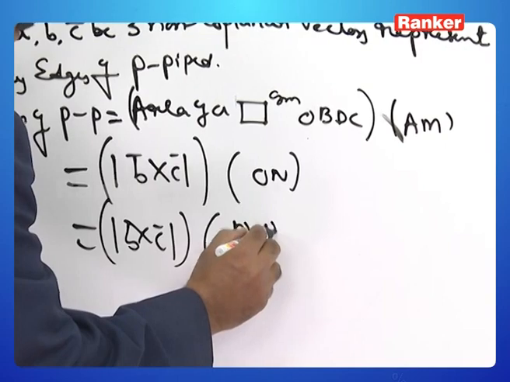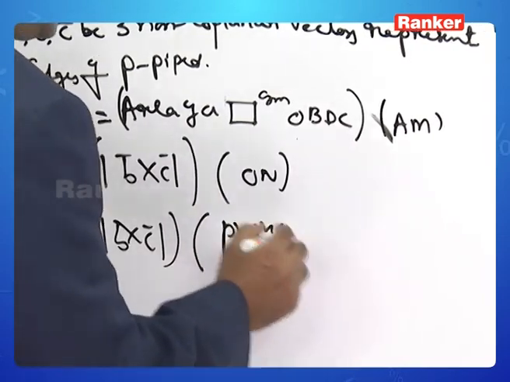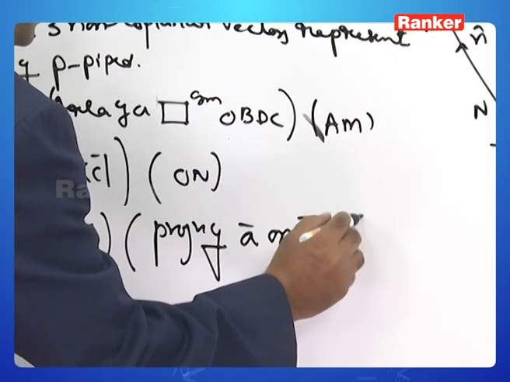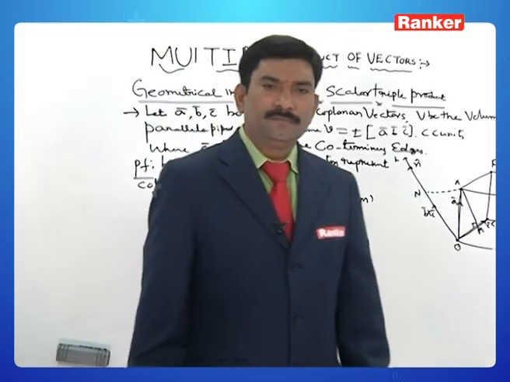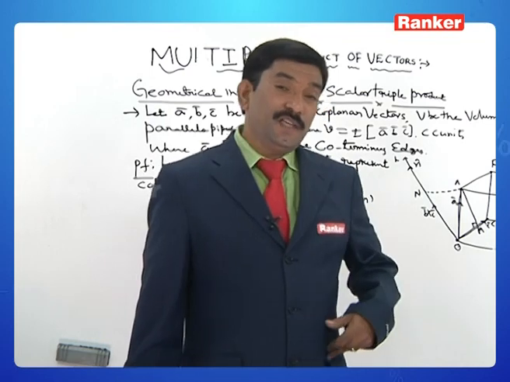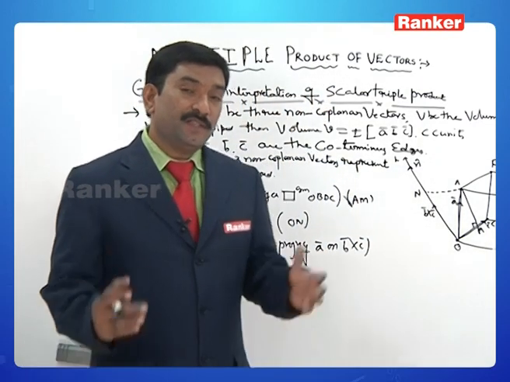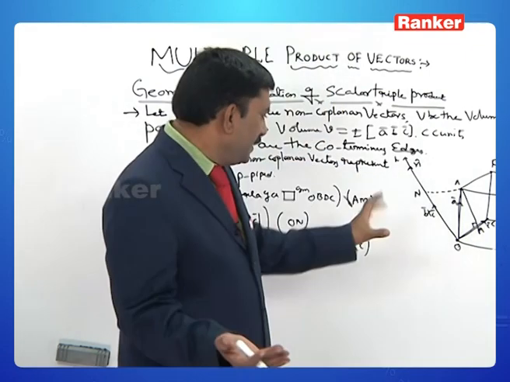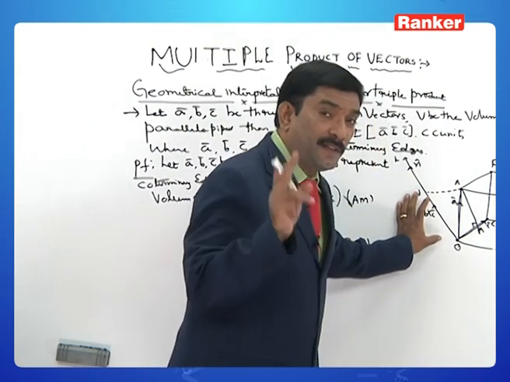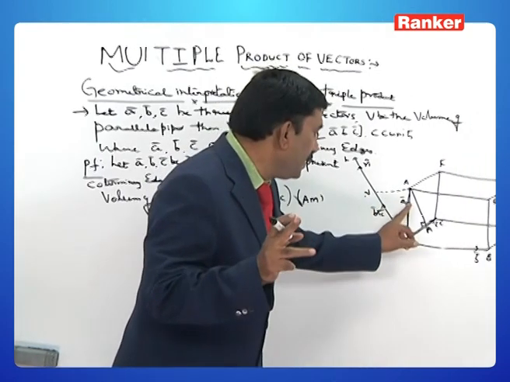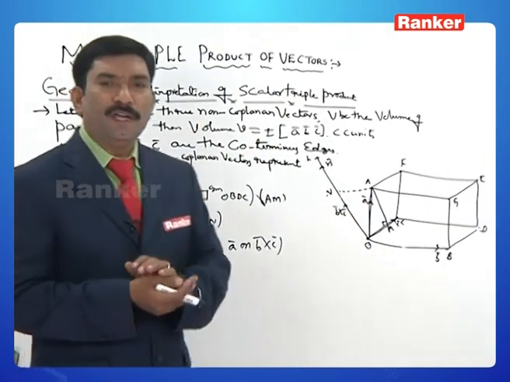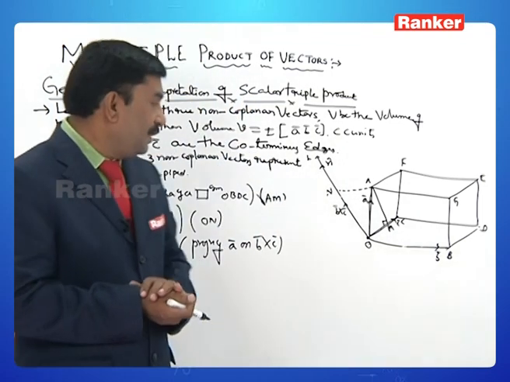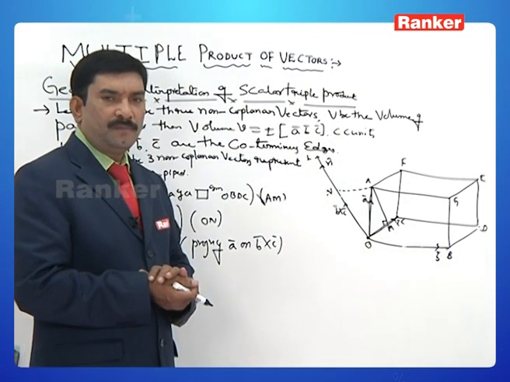Projection of A bar on B bar cross C bar. Right? What is ON? Projection. ON is nothing but a length. Length is nothing but a projection. This length is nothing but projection of A bar on ON. Projection of what? A bar on ON.